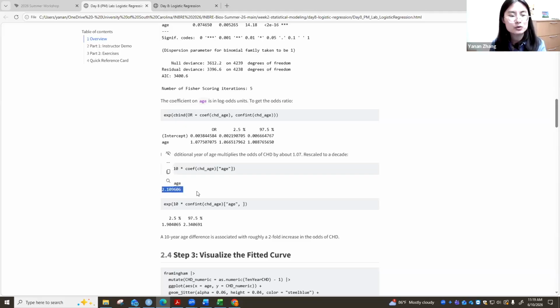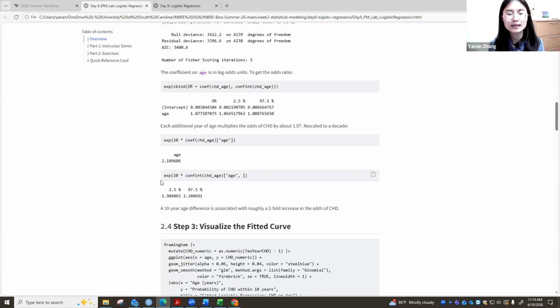So here we got an odds ratio of 2. So with a 10-year increase in age, the odds of coronary heart disease almost doubled, right? And we can also get the confidence interval for the odds ratio related to the 10-year increase in age.